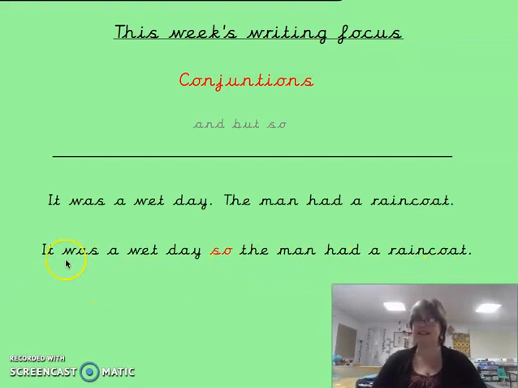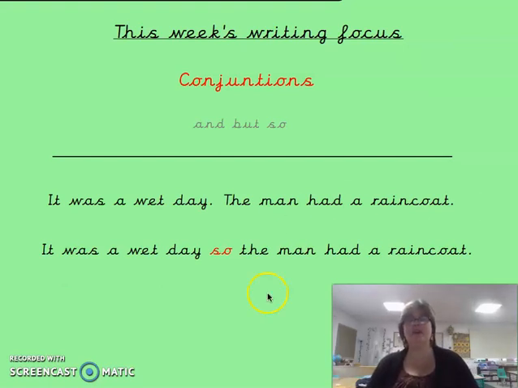So in this sentence, I'm saying it was wet, and because it was wet, the man thought it was an important thing to have a raincoat, otherwise he'd get wet. If you said it was a wet day and the man had a raincoat, does that really make as much sense? It was a wet day, but the man had a raincoat? You could possibly get away with that, but I think it was a wet day, so the man had a raincoat. So he had it because it was raining. He had the raincoat because it was a wet day.